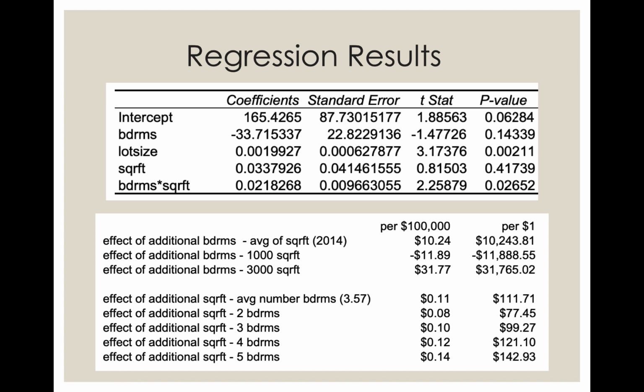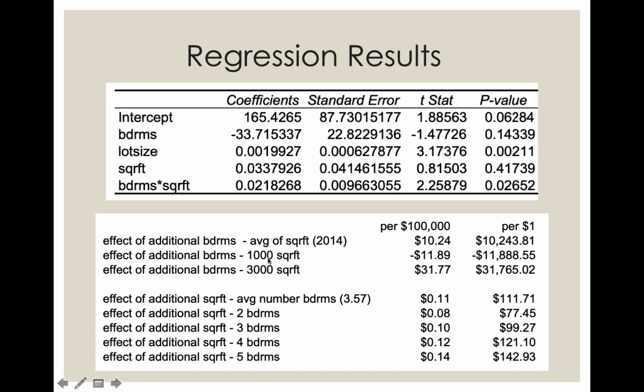And so if I add an additional bedroom, then it's going to increase the price of my house by essentially $10,000 at the average value of square feet. I also evaluated it at 1,000. And again, what am I doing? I'm taking the partial derivative of my equation with respect to bedrooms. So I get negative 33.71 plus 0.02 times square feet. So that's the equation that I'm putting in here.